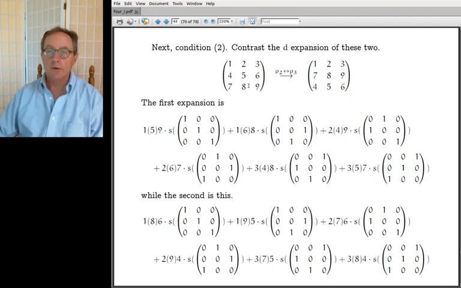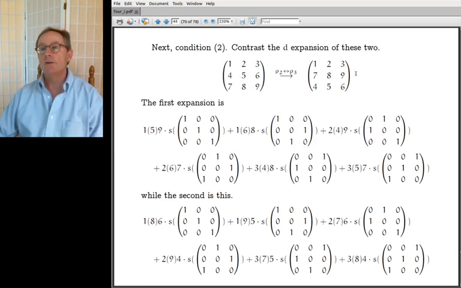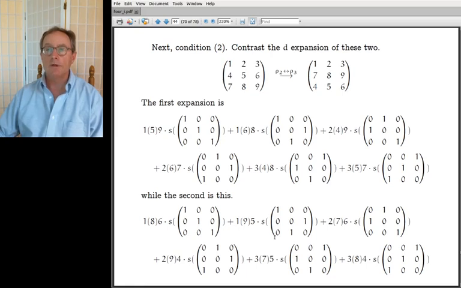I'm expanding. This is the expansion up here. This is the D expansion of the left-hand side. This is the D expansion of the right-hand side. And of course they're different because they have different things in the second entry and that sort of stuff. But they match up in some way. Do you see that the 159 matches up with the 195? Do you see that the 168 matches up with the 186? And the 249 matches up with the 294? And the 267 matches up with the 276, like that.